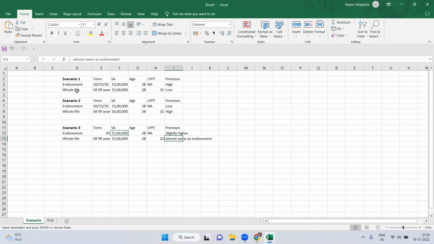Now let's consider a different situation. I hope this is clear. If you have not skipped through the previous part of the video, then this concept should be clear. Now, scenario two: endowment with the same term, 10, 15, 20, and whole life till 99 years. But in this case, the sum assured for endowment is 15 lakh only, but for whole life it's tremendously increased, more than three times, 50 lakhs.